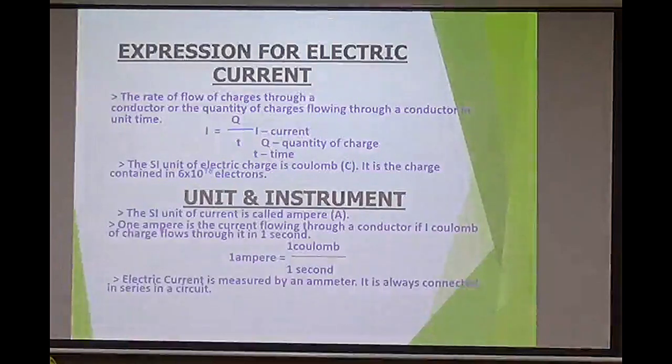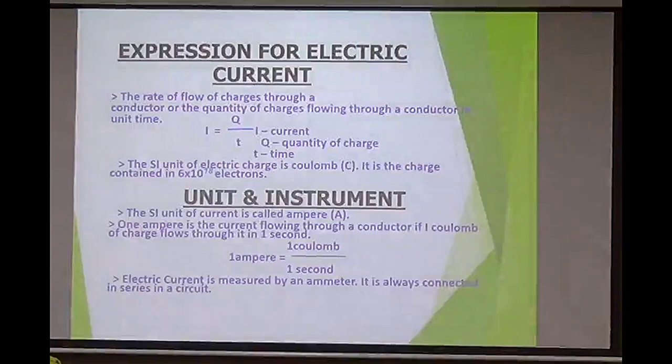So, through a wire, current is flowing by means of charge Q. Therefore, electric current is defined as the rate of flow of charges through a conductor, or the quantity of charges flowing through a conductor per unit time. This gives us the formula for current as I equal to Q upon T, where Q stands for the quantity of charge, capital I stands for current and T stands for time.